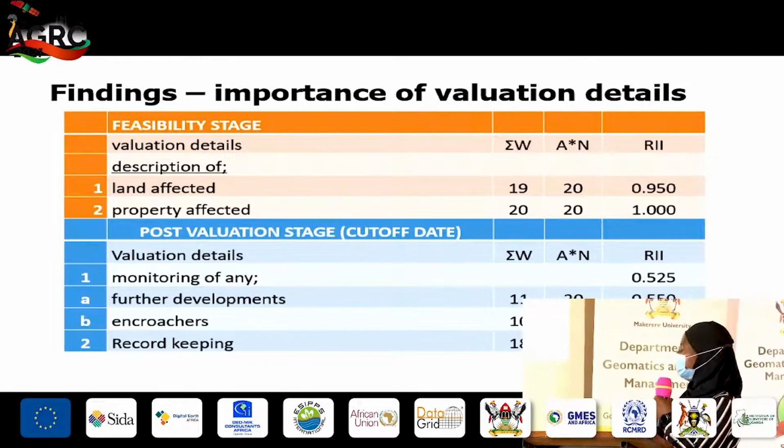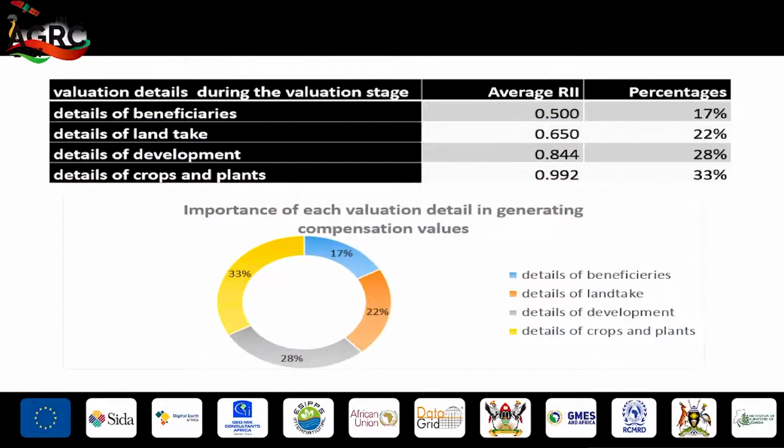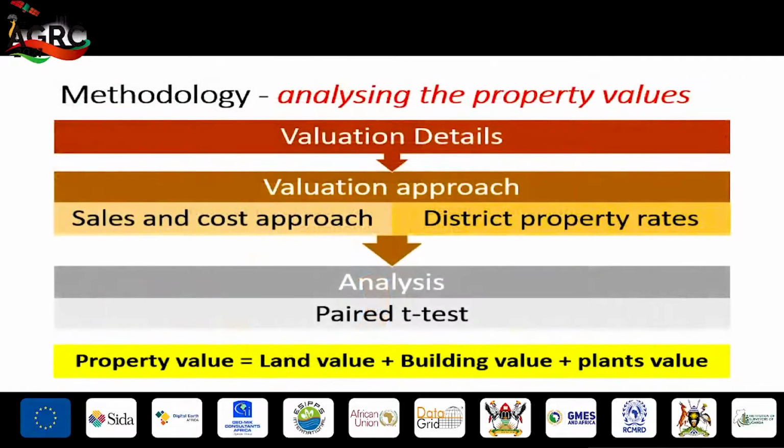The relative importance index is more like a probability. It ranges from 0 to 1. Anything above 0.5, we take to be important, and anything below 0.5, we take not to be of much importance in deriving the compensation value. So the study shows that all the details the valuers look out for in the field are of great importance in coming up with the compensation value.